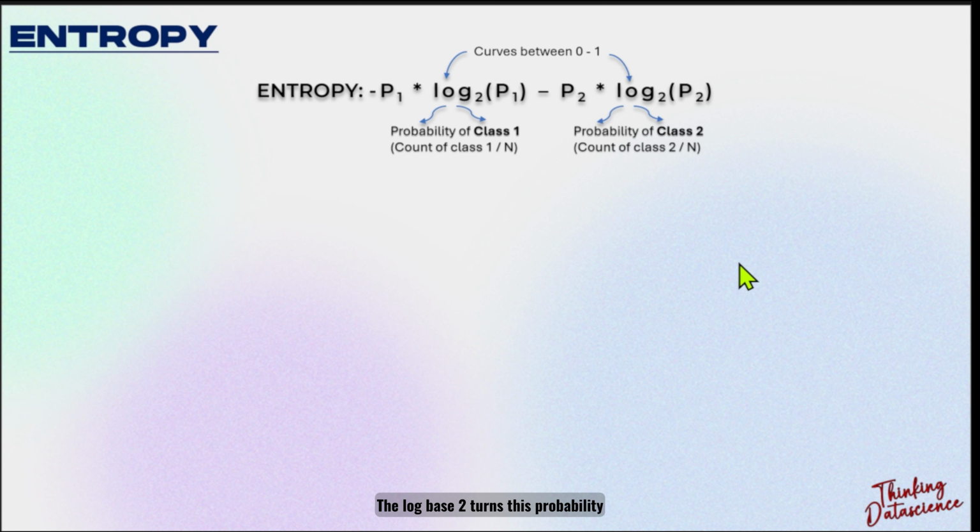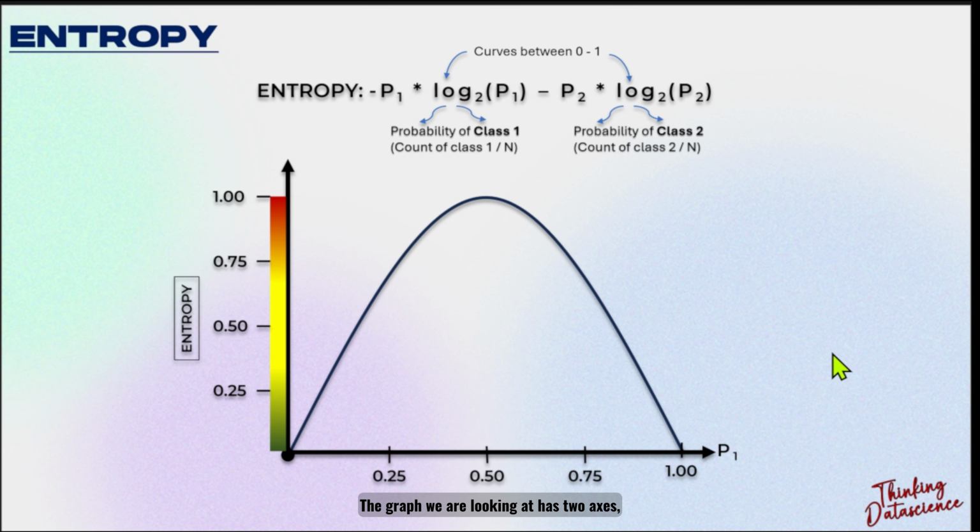The log base 2 turns this probability into a smooth curve which will range from 0 to 1. The graph we are looking at has two axes. Y-axis measures the entropy and x-axis measures the probability of classes.